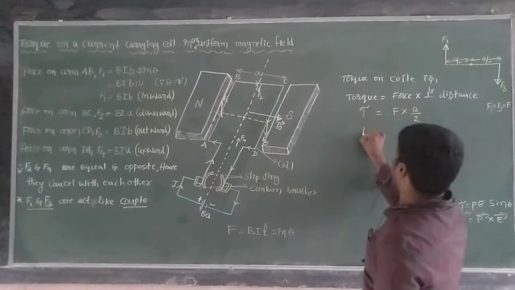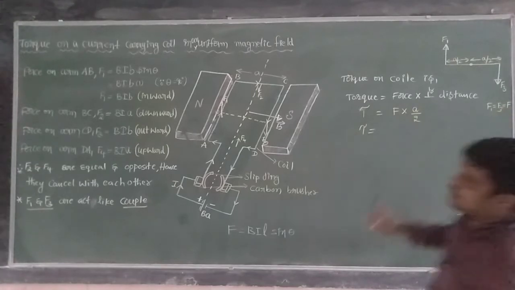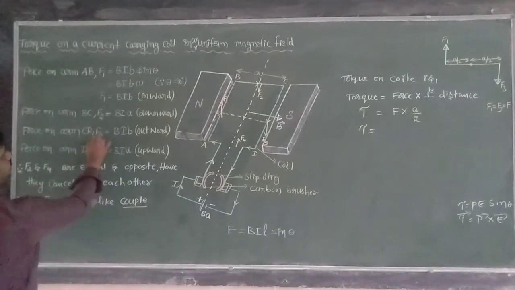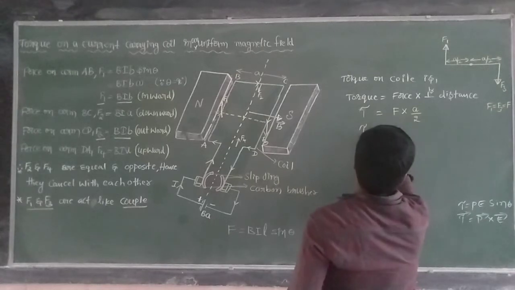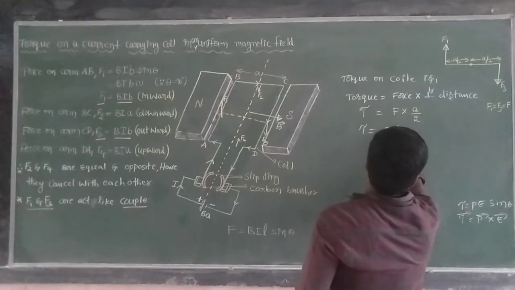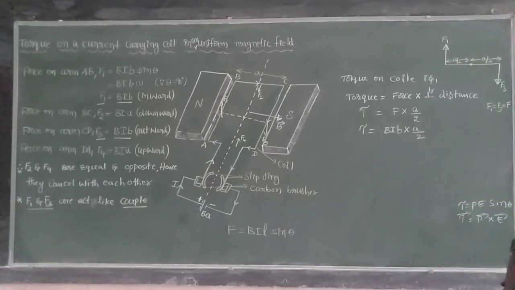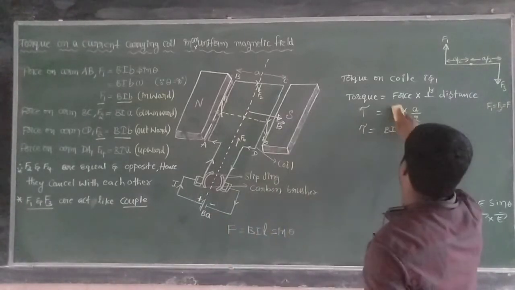Now tau is equal to force, either F1 or F3. What is the force value we got here? That is BIL for both F1 and F3. So I can take BIL into A by 2. Of course, we can take it as force, just to see that net force means total force we have to take here.